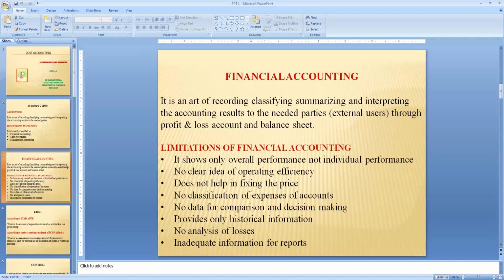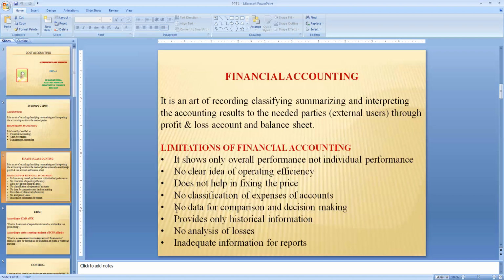And the next thing is that there will be no classification of expenses and accounts. In financial accounting, we don't get any data relating to the cost incurred by the departments or processes separately, or any cost per unit of a product, or any cost incurred in the various sales. Further, these expenses are not classified as direct or indirect, controllable or uncontrollable, and the value added in each process is not reported. So we can say that there is no segregation or classification of expenses in the financial accounting concept.